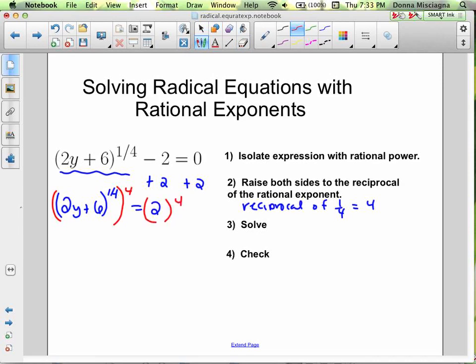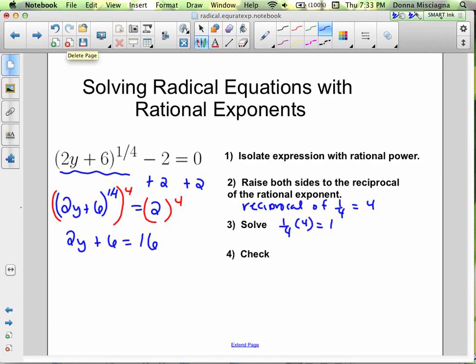And so we'll just combine those two steps. All right, so when we multiply 1/4 times 4, that's just going to be 1. Right? If you take a fourth of 4, you just get 1. So that would now be 2y plus 6 equals 2 to the 4th power, which is 2 times 2 times 2 times 2. That's going to be 16. And now I just need to isolate y.